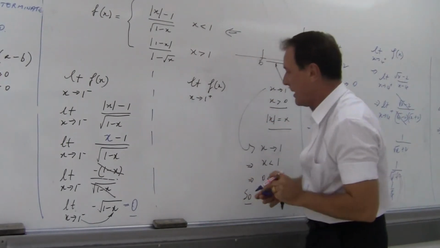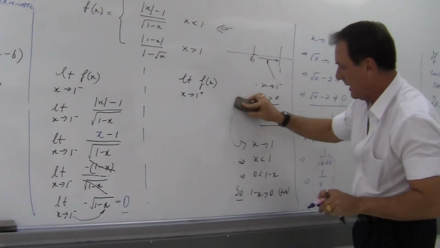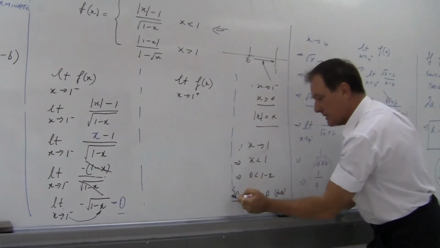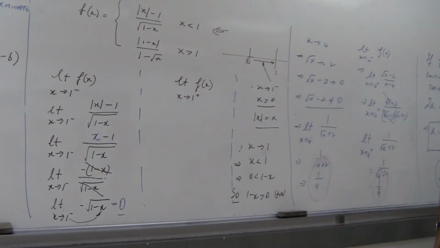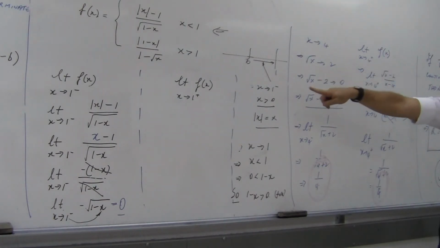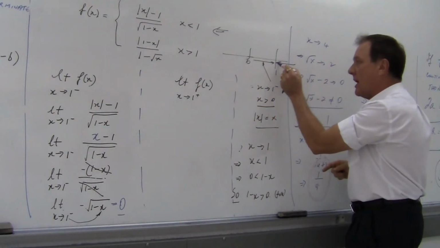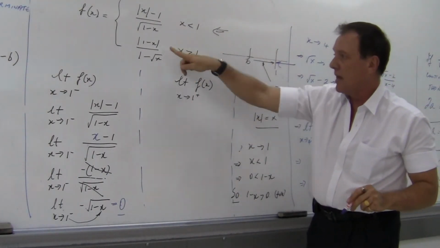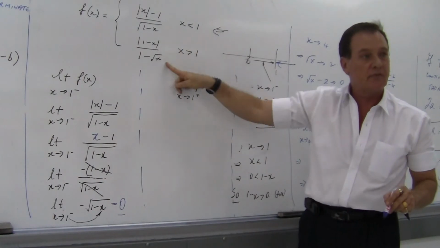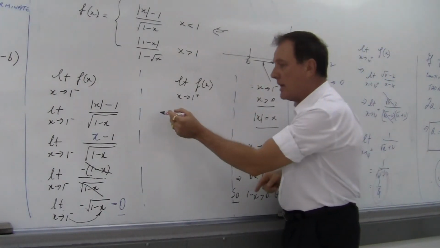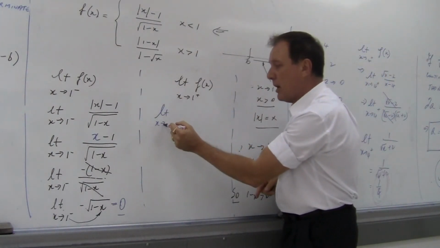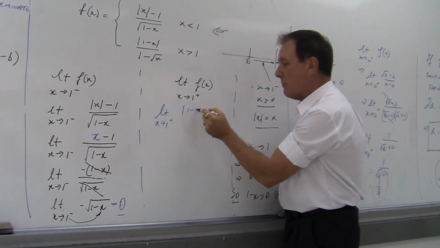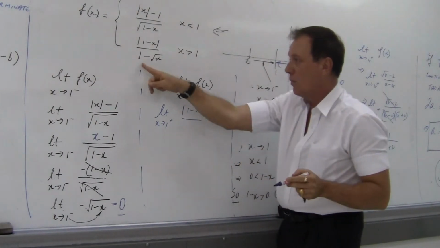Let's have a look at the next part. We'll get this out of the way here, make myself a bit of space. Now the other part. The limit, we look from the top, above 1. That means we come in this way this time. X is larger than 1. This is the part of the definition that we need for the function. So now we get the limit as x approaches 1 from above, and we've got mod 1 minus x over 1 minus root x.